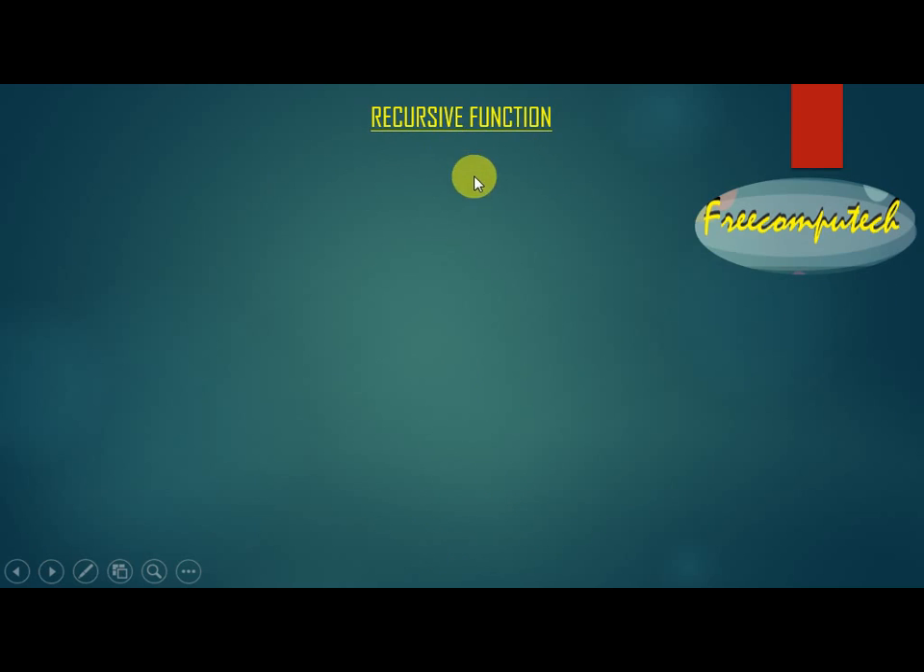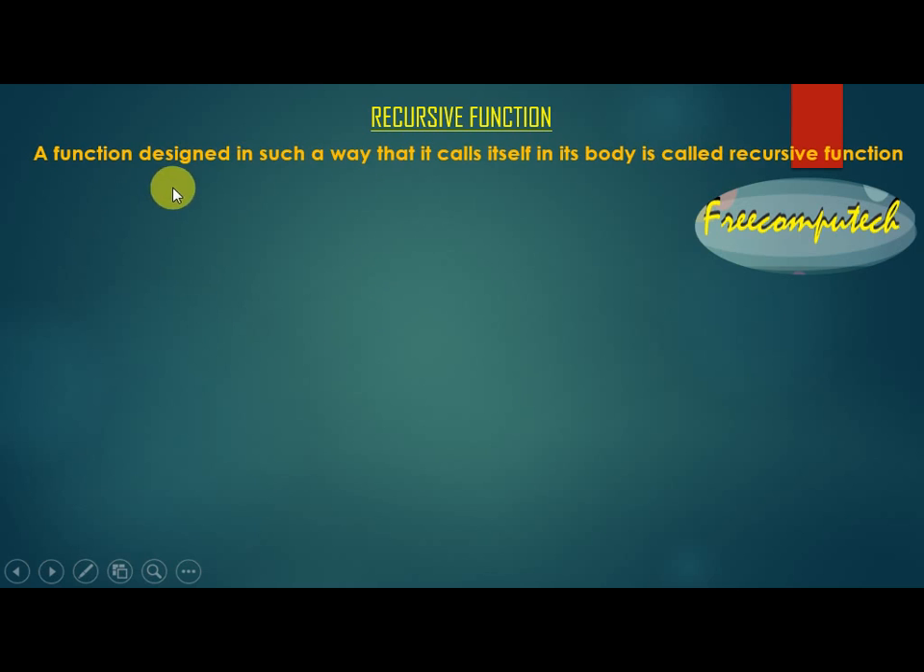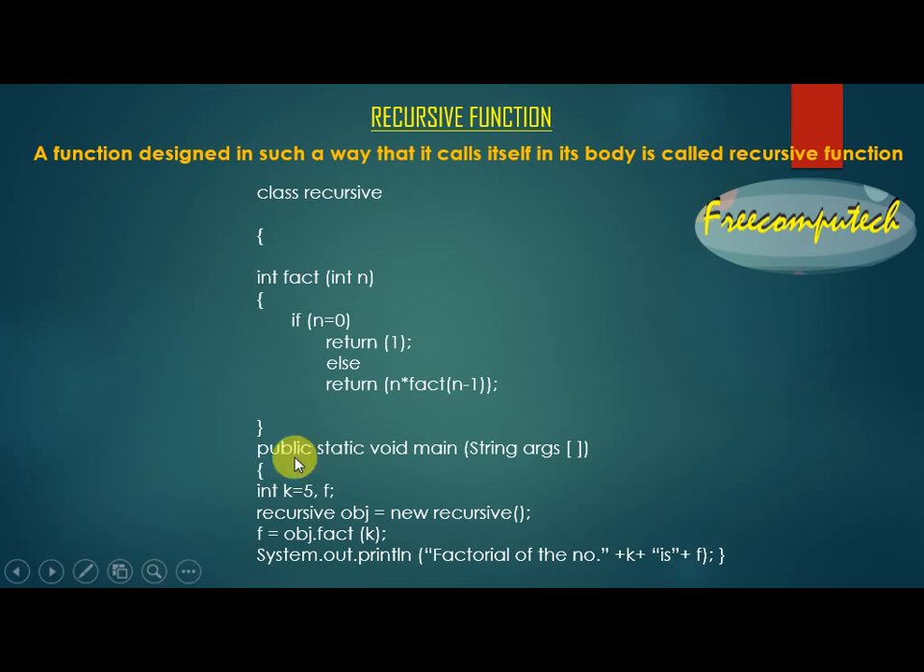Now, a very important thing in functions is the recursive function. What is a recursive function? A function designed in such a way that it calls itself in its body is called a recursive function. Let's see a segment of code. Class recursive. Then we have int fact. So fact is the function name. In this we have the parameter int n. If n equals 0, it will return 1. Otherwise, else, it will return n into fact of n minus 1. So this part will repeat itself.